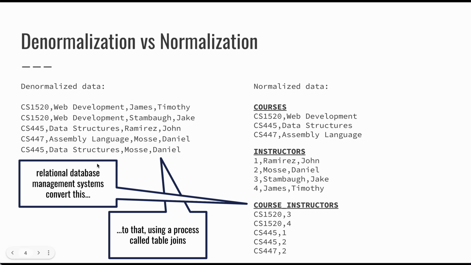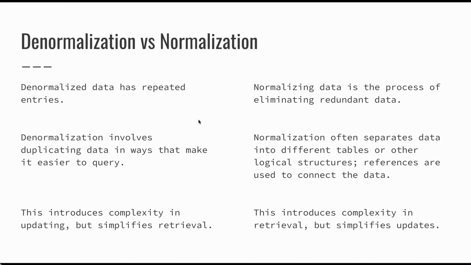And in a relational database management system, you're going to join tables together. So each one of these courses, instructors, and course instructors would be a table, and you would join that. And if you needed to use any type of query or reporting, these joins would be used to create this on-the-fly denormalized data. But that process takes time and processing.